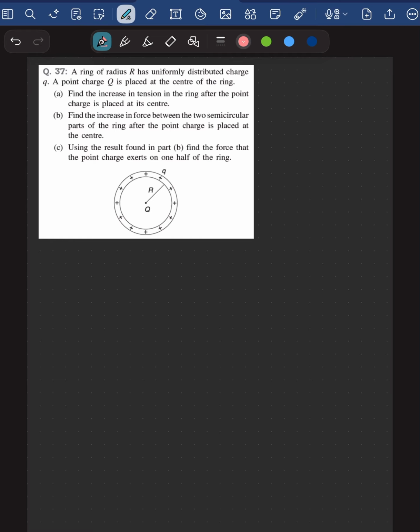Okay. So first, let's start thinking about why there will be an increase in the tension in the ring after you have a point charge placed in the center, right? Okay. So let me draw your ring. This has a charge Q. This has a radius capital R, and we are placing a point charge capital Q at the center of this ring right now, right? Okay.